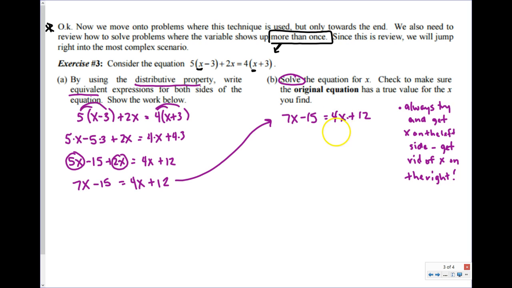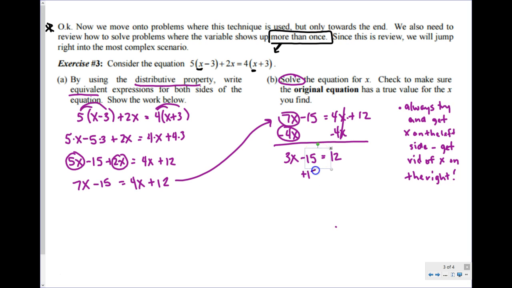I don't want this 4x here, so to get rid of it, I can subtract it. I'm going to subtract 4x. If I subtract 4x on that side, I've got to subtract it on the other side. Well, 4x minus 4x is 0. That's why it cancels out. 4 minus 4 is 0. And over here, I wrote the 4x under the 7x because they are like terms. 7x and negative 4x combine to 3x. I bring the negative 15 down and bring the 12 down, and now suddenly I've got an equation I can solve with my reverse operations, now that I only have one x in my situation.